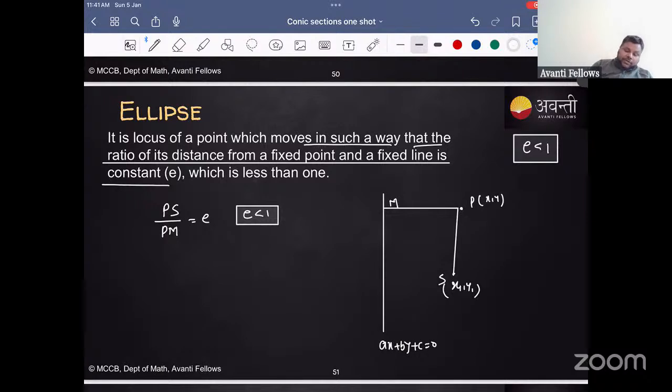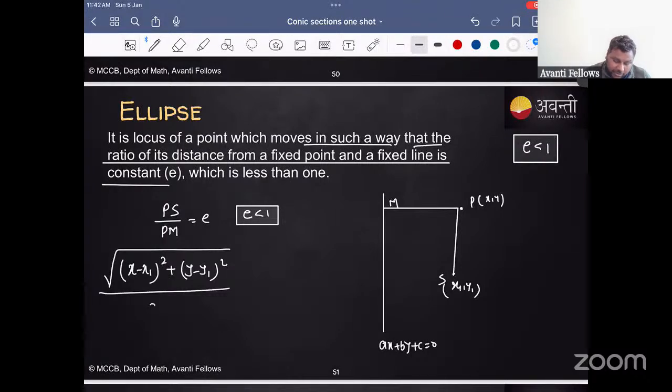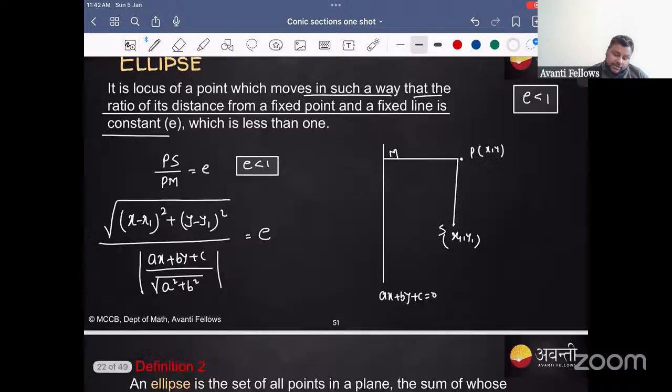Now PS is the square root of (x minus x1) whole square plus (y minus y1) whole square, upon PM, which will be mod of ax plus by plus c upon the square root of a square plus b square, equals E. Now you square both sides, simplify it, and you get the equation of the ellipse.